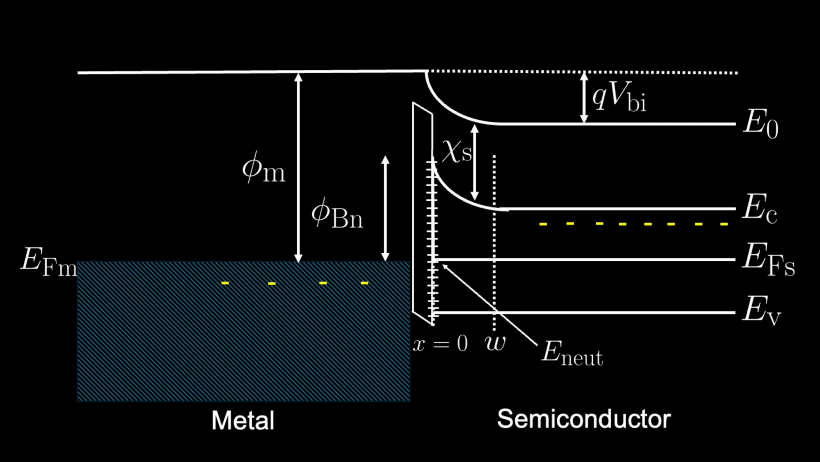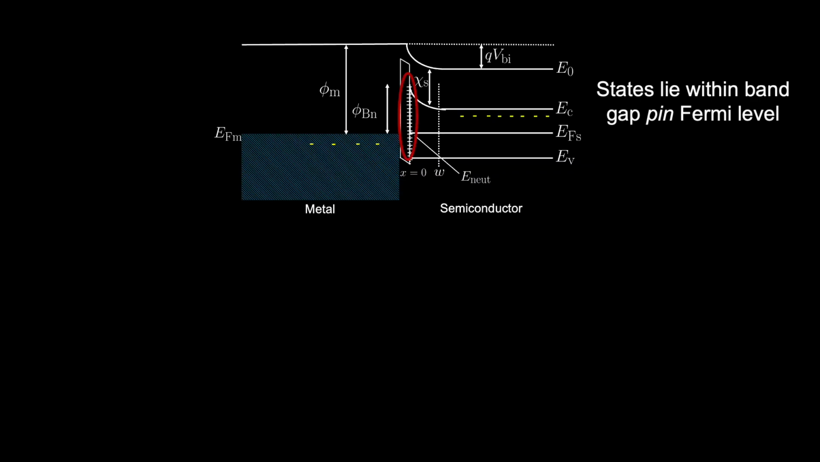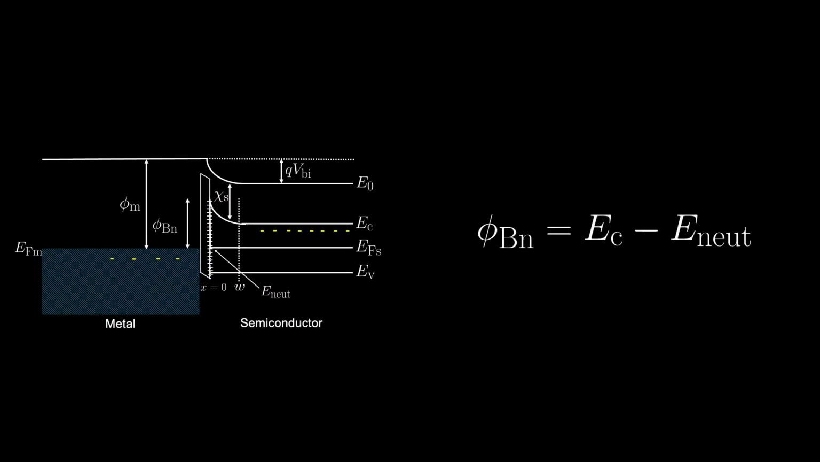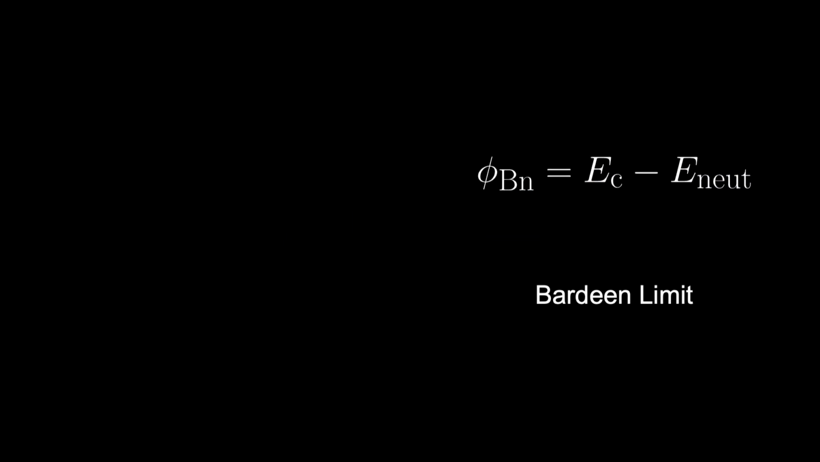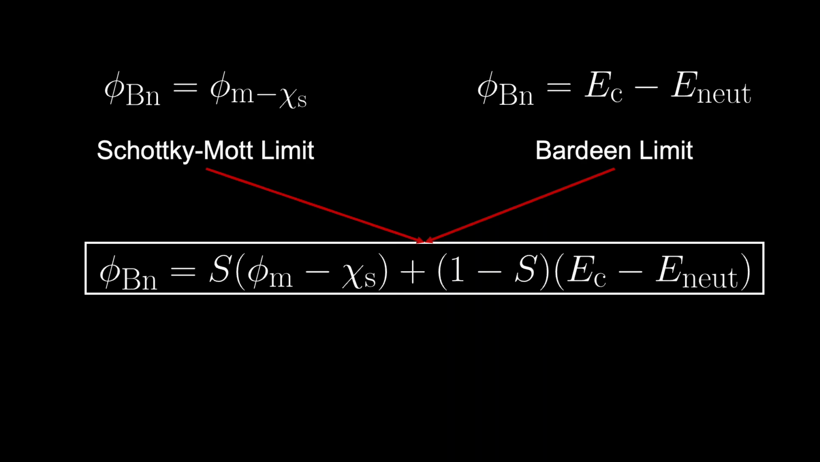However, in reality, there are often states that lie within the semiconductor band gap, arising from either intrinsic semiconductor surface states, think about surface reconstruction, or from direct bonding with the metal, which are known as metal-induced gap states. If there are enough of these states, an energy level E neutral separates donor-like and acceptor-like surface states, effectively pinning the semiconductor's Fermi level. This causes the Schottky barrier height to be independent from the Fermi level, apparent in the Bardeen limit equation. In practice, the Schottky barrier lies somewhere in the middle of these two limits, as follows, where S is somewhere in between 0 and 1.